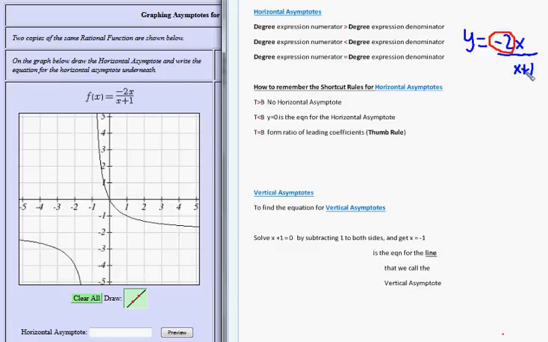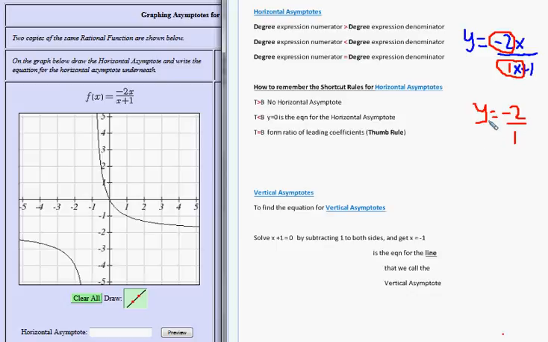The expression in the denominator here, x plus 1: the x has the highest degree because it's degree 1. The plus 1 is the second term of the denominator, and it's degree 0. So I need to look at the coefficient of the x, and there is no coefficient written, so it's implied to be the number 1. So I form that ratio, which means take negative 2 and divide by 1, and that would be the equation of the horizontal asymptote. So my answer is y equals negative 2 over 1.